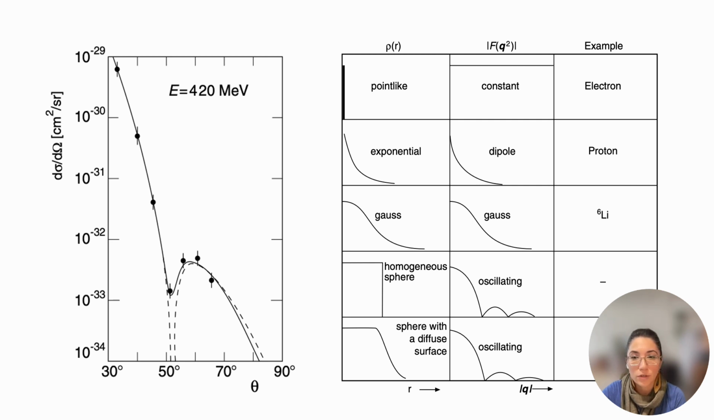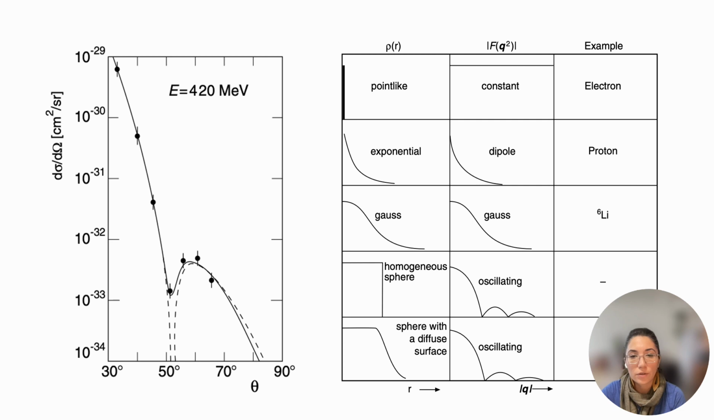The dashed line corresponds to the scattering of a plane wave off a homogeneous sphere with a diffuse surface, which is within the Born approximation, such as this. The solid line corresponds to an exact phase shift analysis, which was fitted to experimental data. And so the location of the minima, which is at approximately 51 degrees or so, thus tells us the size of the carbon-12 nucleus.